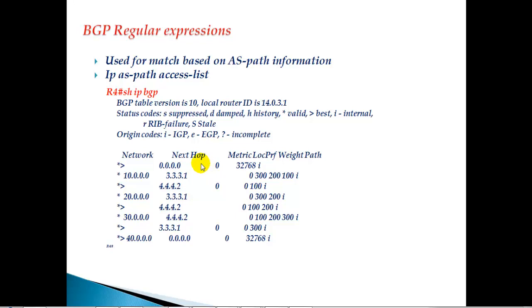BGP regular expressions are more similar to your access list or the prefix list statements, but there is a difference here. Using BGP regular expressions, it is actually a string of characters which is going to match based on the autonomous system path information instead of matching based on the prefixes. If you remember, in our previous sections we have seen some BGP route filtering where to match any specific network we used ACLs, or we can also use prefix list statements.